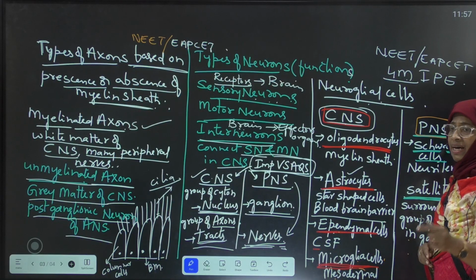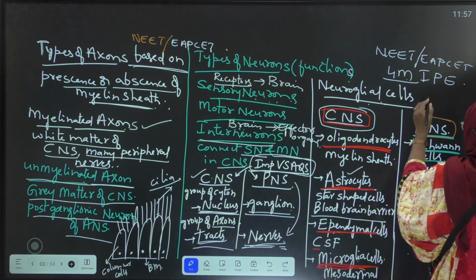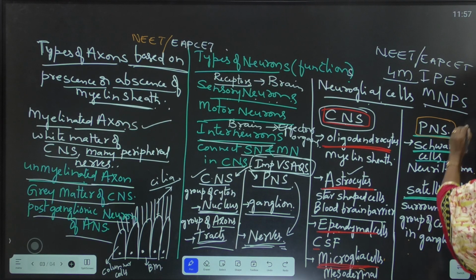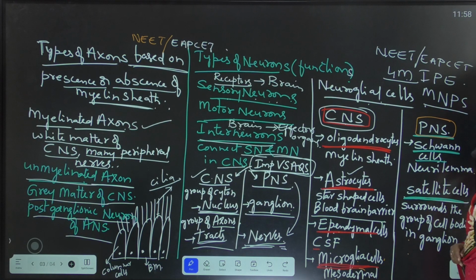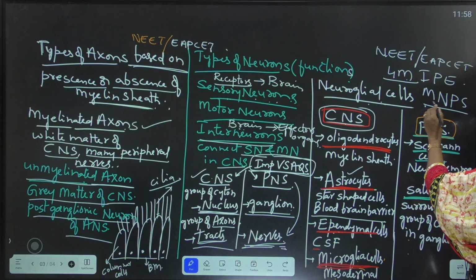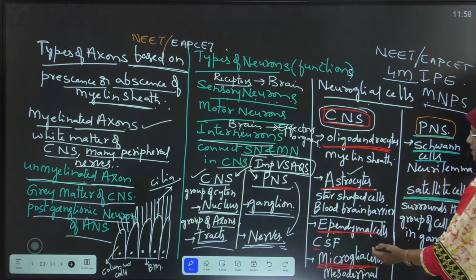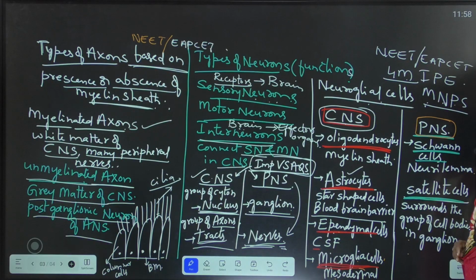And these microglial cells are the parts of the mononuclear phagocytic system. Whenever any injury or infection takes place, these microglial cells perform phagocytosis. Phagocytosis means they engulf harmful bacteria and germs. So these microglial cells are phagocytic in function.